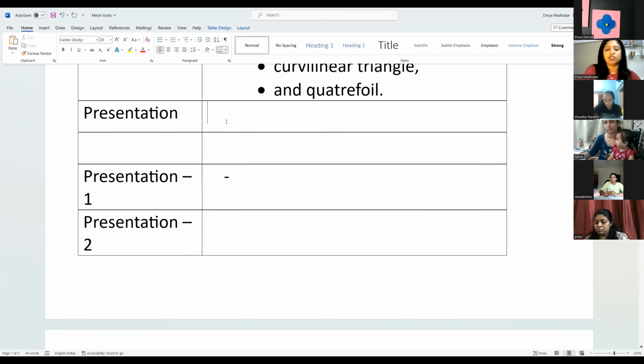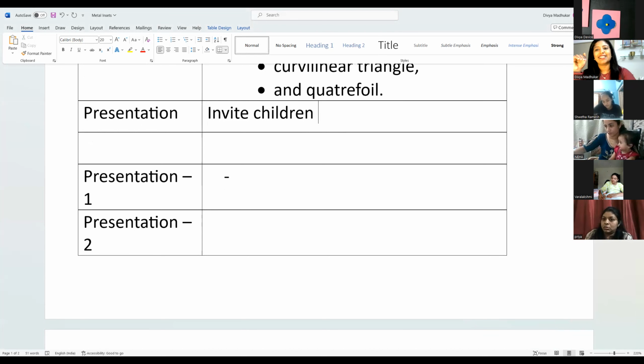You will invite children. So you will write all that, right? You will invite children in small groups. You will invite children in large groups. You will make them sit in a semicircular way, and then you will present to the child. Children, I am introducing a material called metal insets today. And then we start with our presentation.